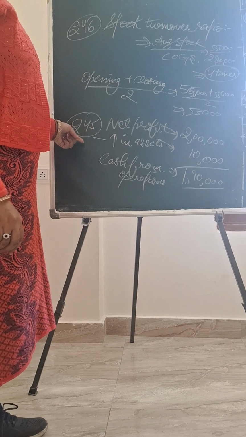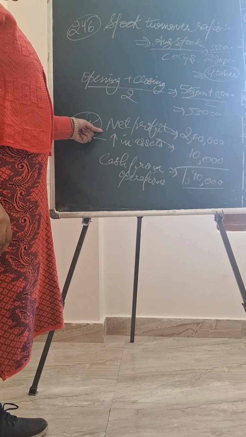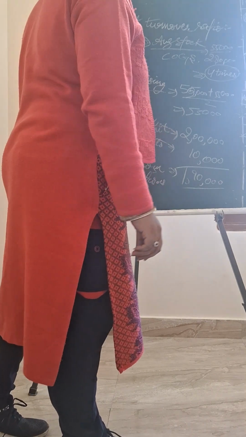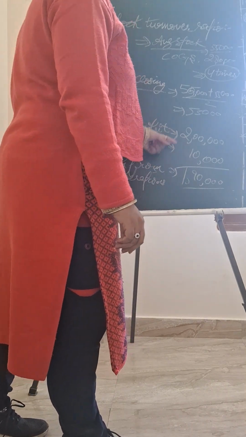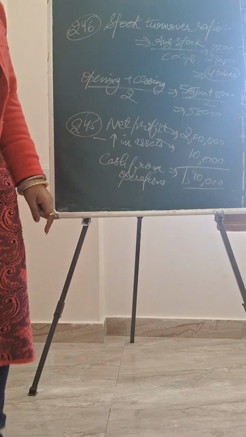Then next we have with us is cash from operations. Net profit was given to us 2 lakh rupees. Increase in assets was given 10,000. So when we deducted it, we got cash from operations 1,90,000.